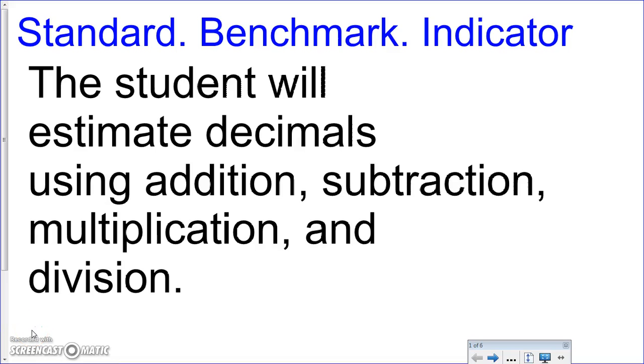Today we will learn about estimating with decimals. Please copy down the standard benchmark indicator on a clean page in your math notebook. The student will estimate decimals using addition, subtraction, multiplication, and division.